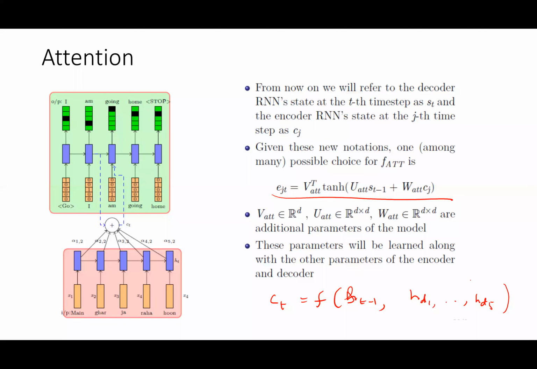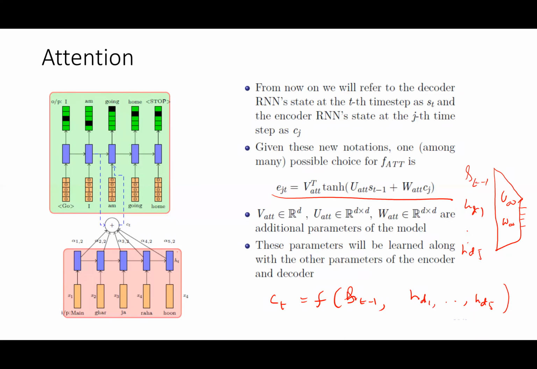How do I learn this? So now what I have is st minus 1 to hd1, and then hd5. All these are inputs given to a network. This network is supposed to learn u attention and w attention together, and after learning all this, it gives the probable weights that I should give for each of these states.